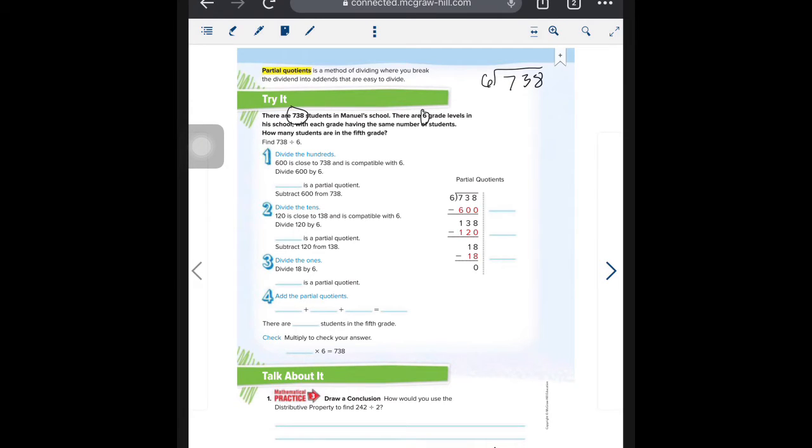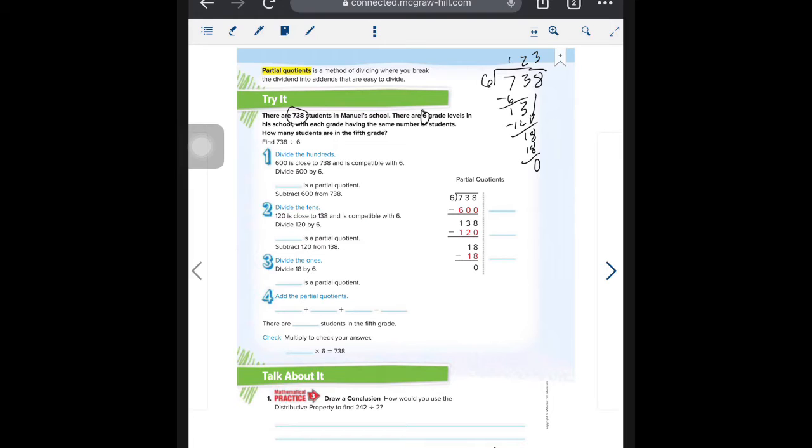Now, let's just do this the way that we're comfortable and the way that we're familiar first, okay? 6 will go into 7 one time. 1 times 6 is 6. 1. Bring down the 3. 6 will go into 13 twice. 2 times 6 is 12. Bring down the 8. 6 will go into 8 3 times. 3 times 6 is 18. So, let me write that a little bit neater. We have an answer of 123 of how many students will be in each of the grades. Now let's talk about partial quotients.